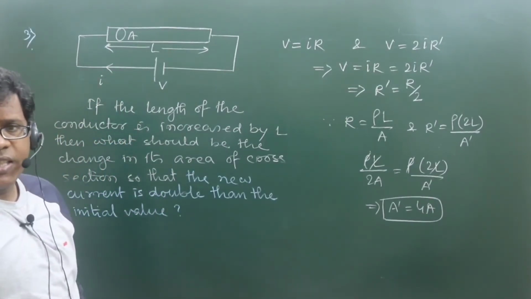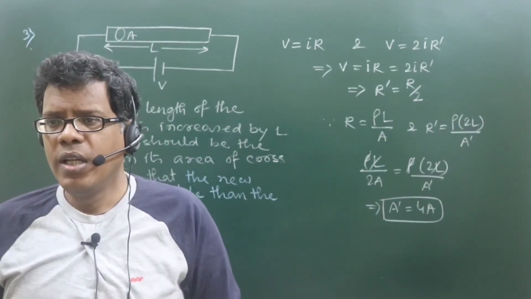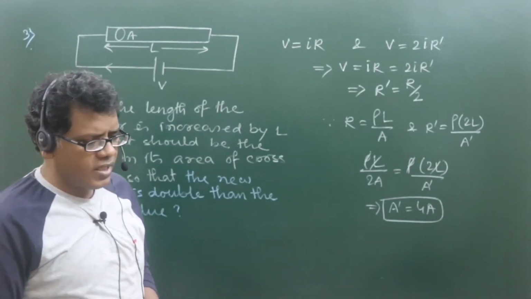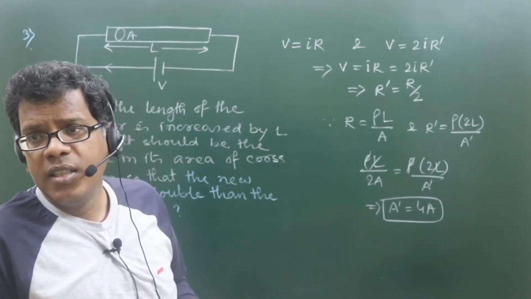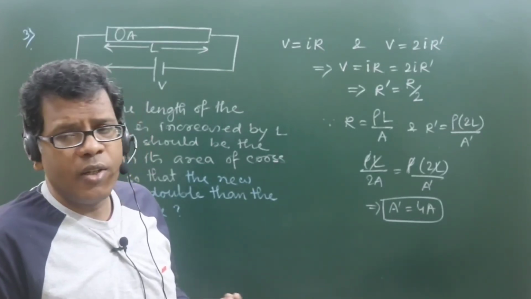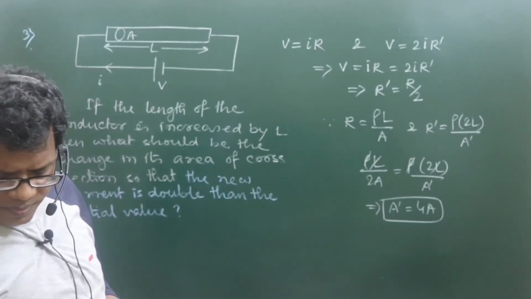So, are you understanding the argument, how we need to discuss the change in area of cross section corresponding to the change in length, so that the same current or a new current information given to us is satisfied, right? Fine.